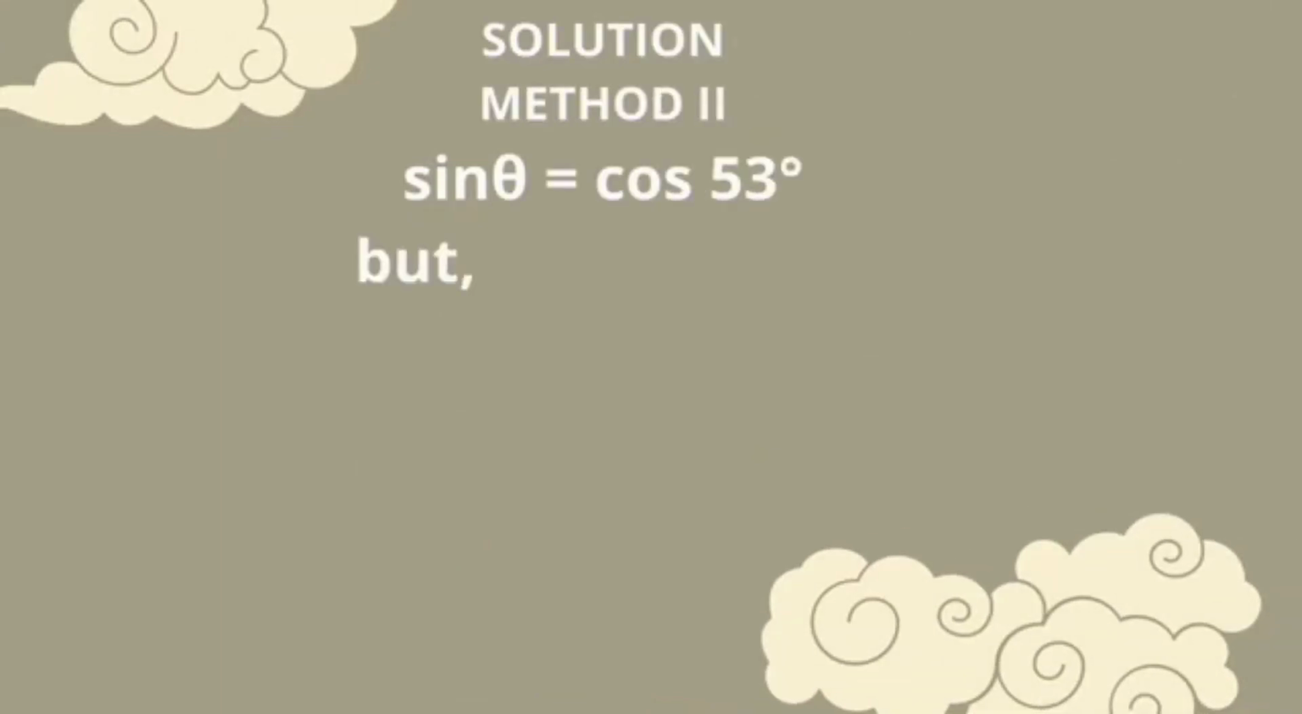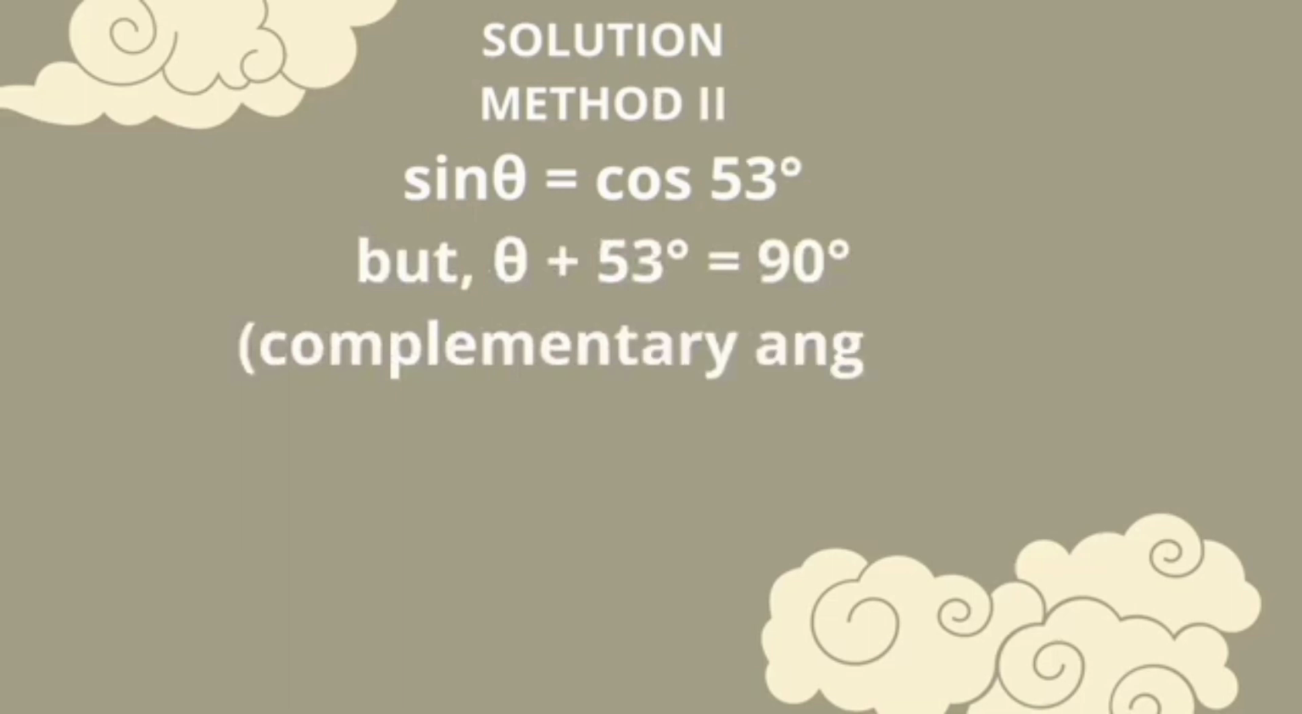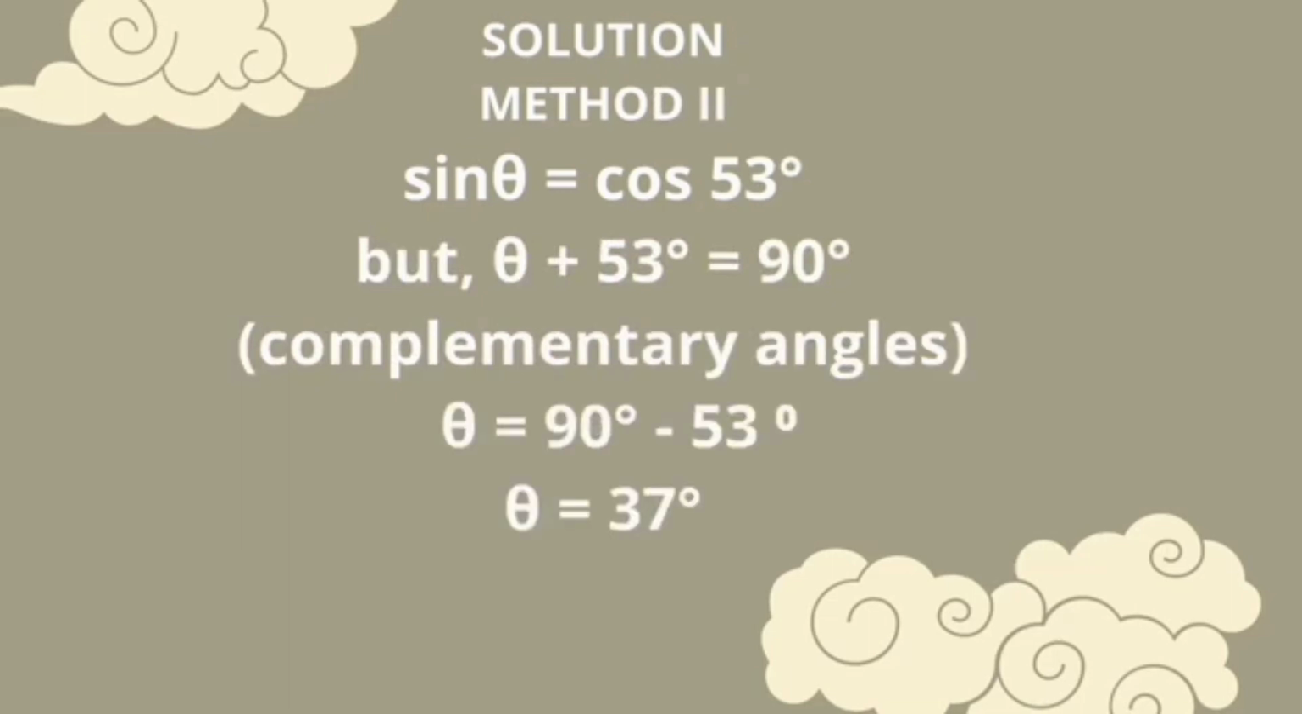Using the second method, since sin theta is equal to cosine 53 degrees, that means that theta and 53 degrees are complementary angles. In other words, theta plus 53 degrees is equal to 90 degrees. Making theta the subject of this equation, theta is equal to 90 degrees minus 53 degrees, which is equal to 37 degrees.